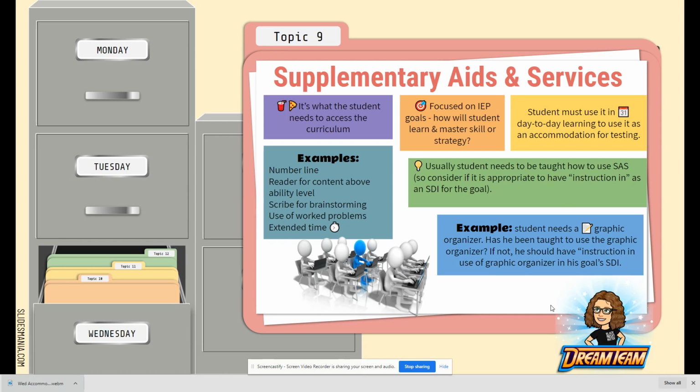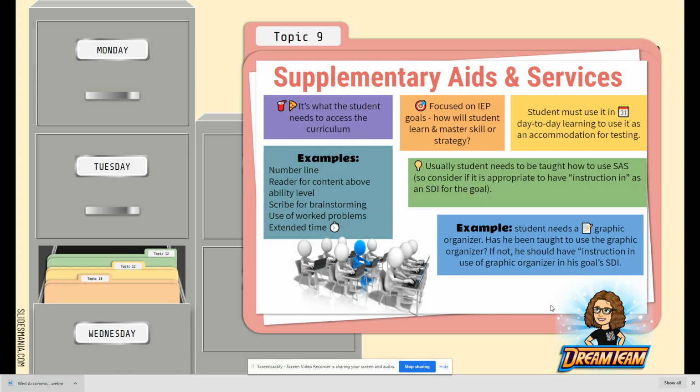So, some examples of supplementary aids and services include number lines. They could receive a reader, which could be through their technology or through a person, for content that might be above their ability level. They could have a scribe, and here we've said the example is a scribe for brainstorming. We also sometimes use scribes, either live people or technology, for final products or for any part of the writing process. We could have a supplementary aid and service that's a use of worked problems or extended time.